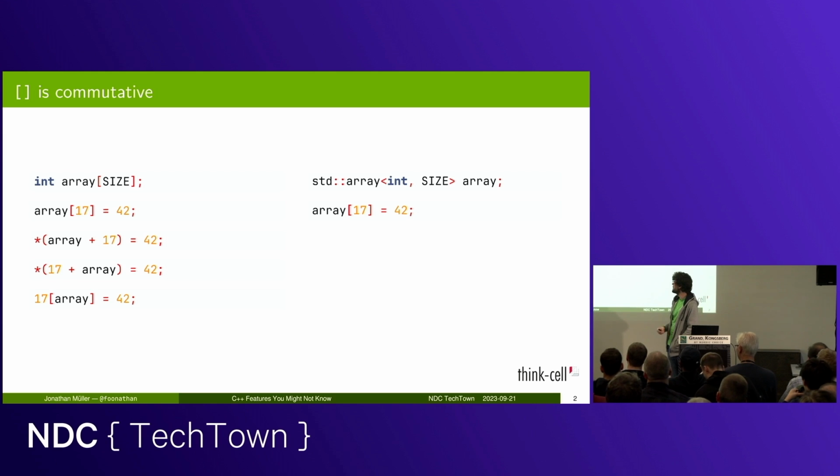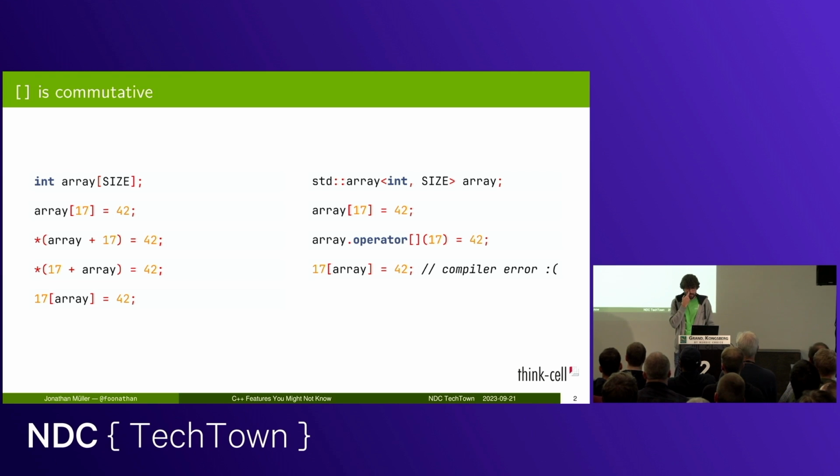If you have std::array, note that this one does not work, because here the array access is equivalent to calling the member function. And this is a compiler error, sadly, because there is no member function operator[] that takes a std::array on 17. So raw arrays are much better than std::array.